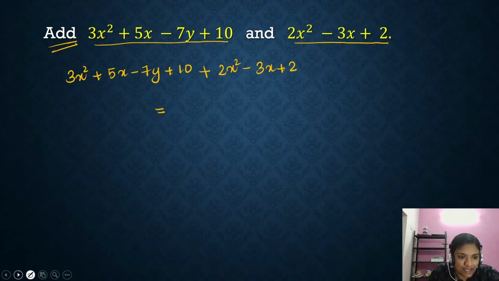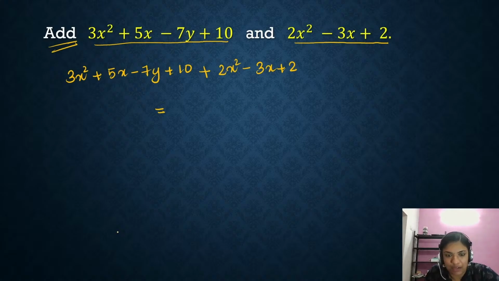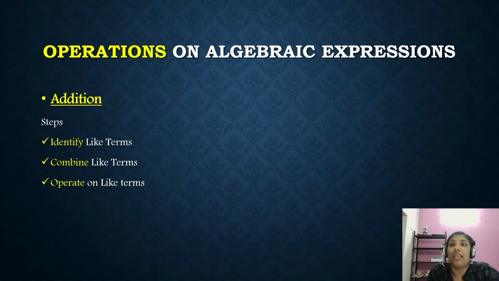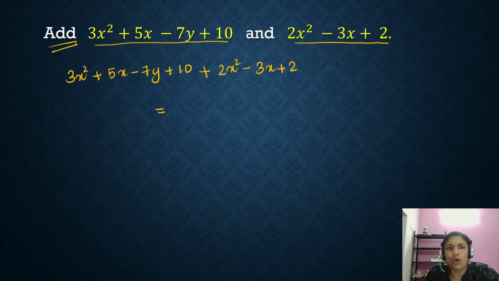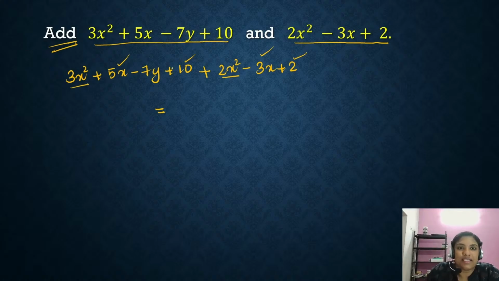Now, let's get back to the previous slide. Identify like terms. So, what are like terms here? 3x square, 2x square, right? Then what is the next like term? 5x, 3x. Yes. Then, yes, 10 and 2. They are constant terms. And only one y term is here. Okay. So we have identified the like terms.